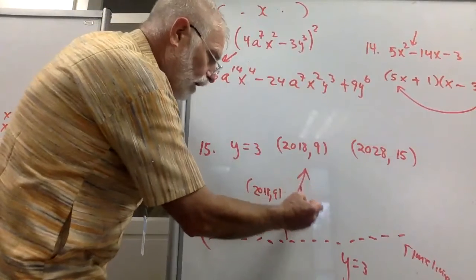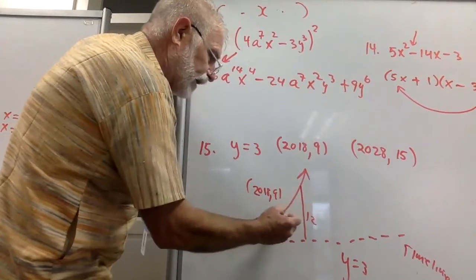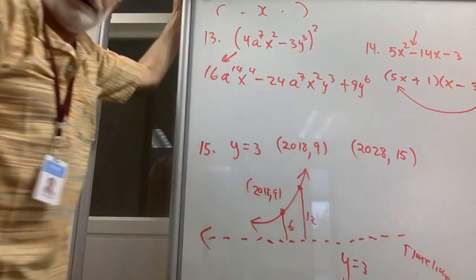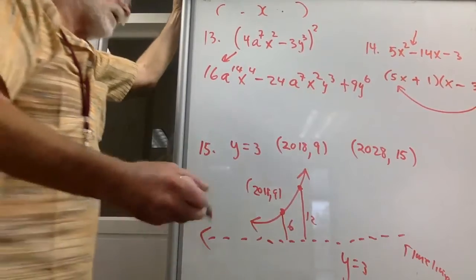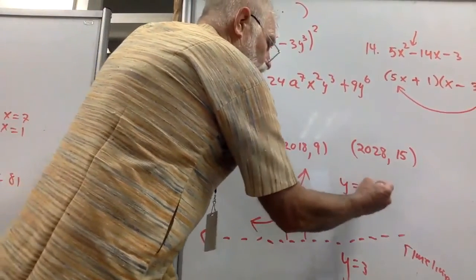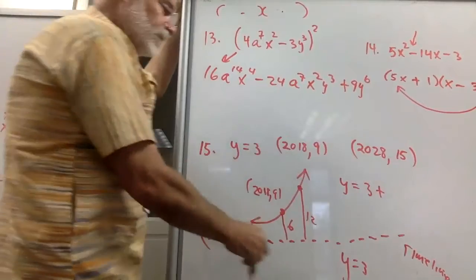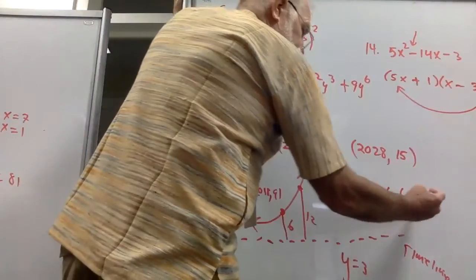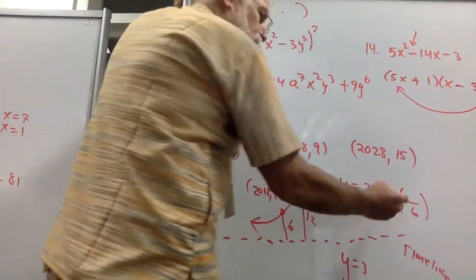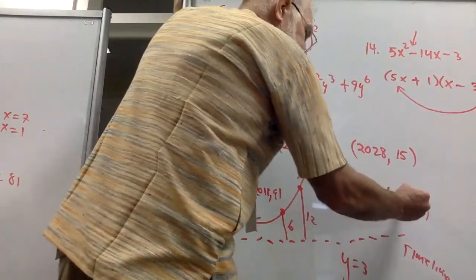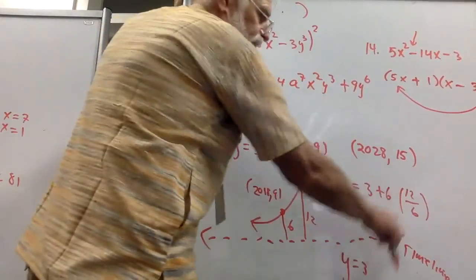Okay, now I know where I want to put this. I want to put that there because I can see I have a doubling function here. Okay, so how do I write the equation? Well, I know that I've always got more than 3, and I know the first jump is 6. The next jump isn't 6. No, the next jump was 12.